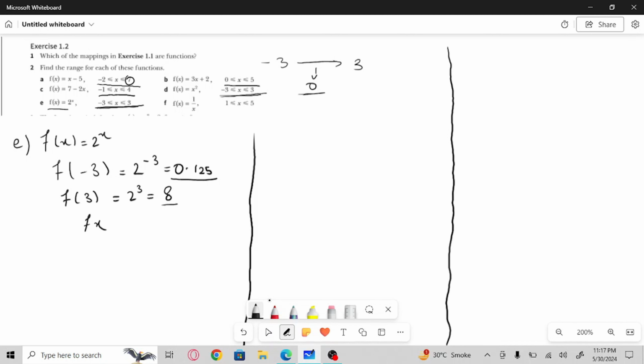So we are going to say that f(x) is greater than or equal to 0.125, but it is lower than or equal to 8.